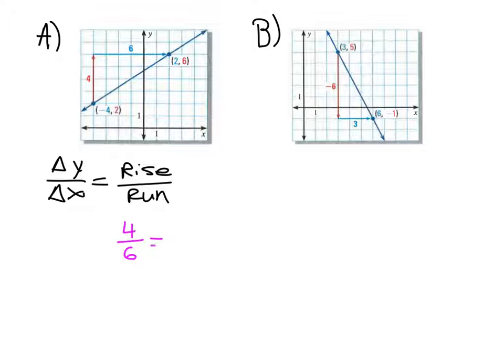Now remember, I always want to simplify my fractions. So 4 over 6, I can divide both of those by 2 and get 2/3. So my slope, for example A, is 2/3.